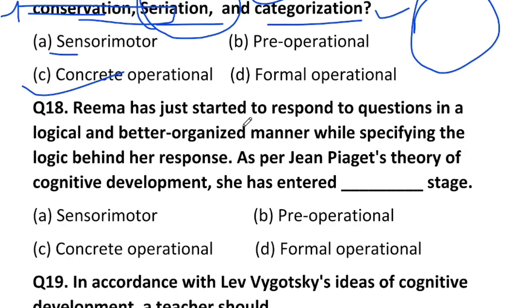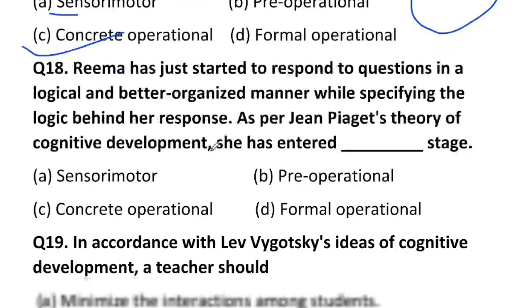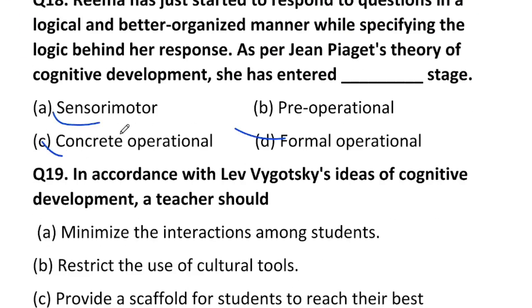Rima has just started to respond to questions in a logical and better organized manner while specifying the logic behind her response. So, logical, as per Jean Piaget's theory of cognitive development, she has entered this stage. As we know, there are 4 stages of development: sensorimotor, pre-operational, concrete operational and formal operational. Logical or organized thinking comes into a child when the child enters the concrete operational stage. So, the answer will be concrete operational.